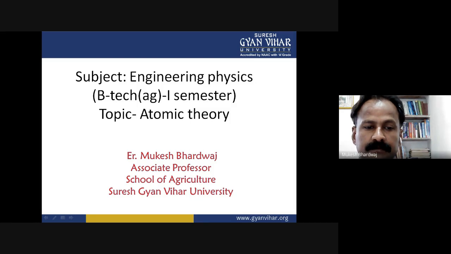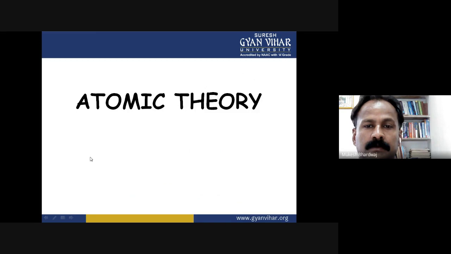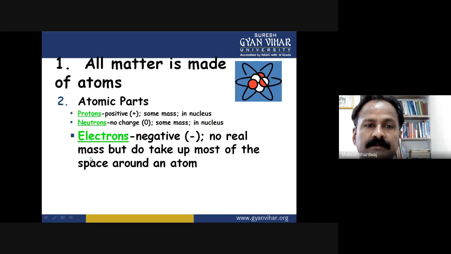Now, as we all know, all about the atomic theory. All matter is made up of atoms. Atomic parts: protons, positive charge, some mass, in the nucleus; neutrons, no charge, some mass, in the nucleus; electrons, negative charge, no real mass, but they do take up most of the space around an atom.